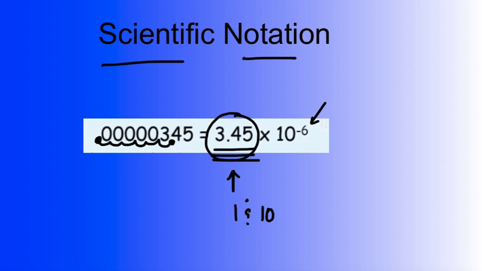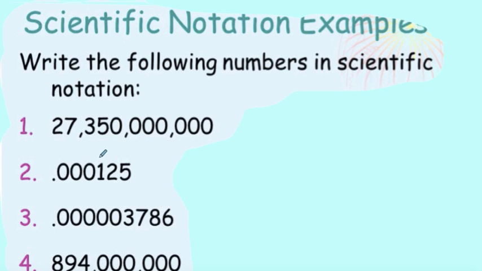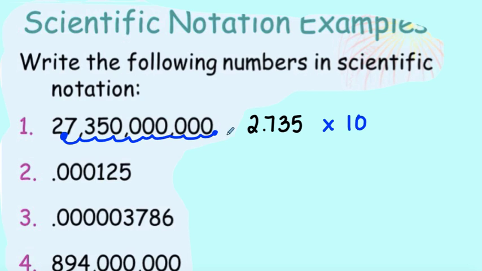Let's look at some examples. All right, 27,350,000,000. I could write it like that, but with scientific notation, I'm going to start with 2.735. Okay, that's what I want. Now, this is a big number, so I'm going to be using a positive exponent on the 10. So I count the decimal places. 1, 2, 3, 4, 5, 6, 7, 8, 9, 10. I would be moving the decimal place from here to here 10 places, so that would be 10 to the 10 power.